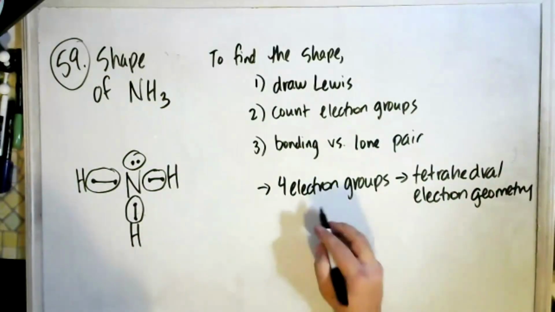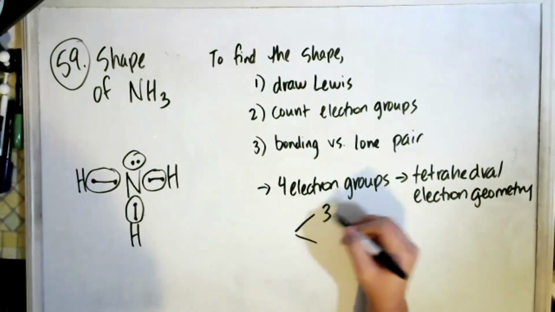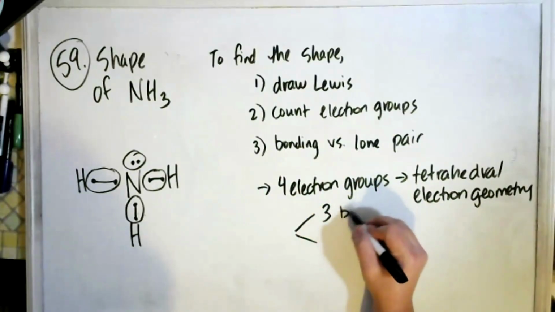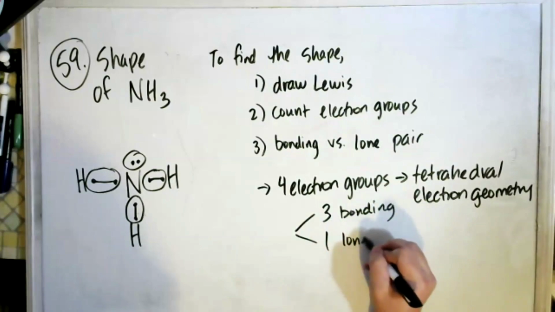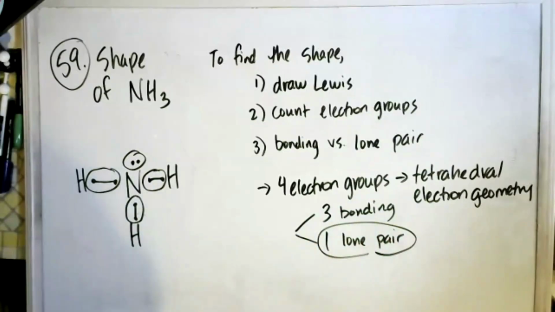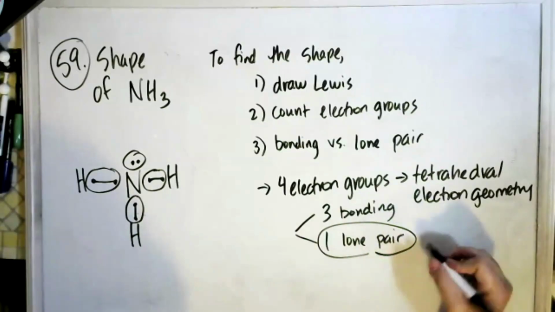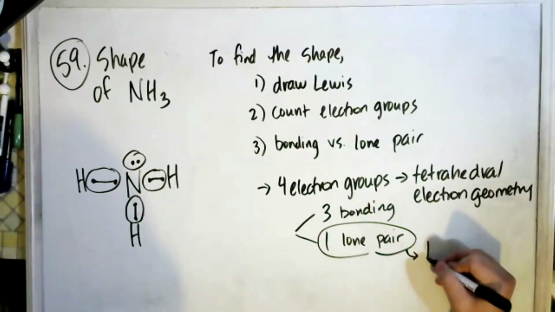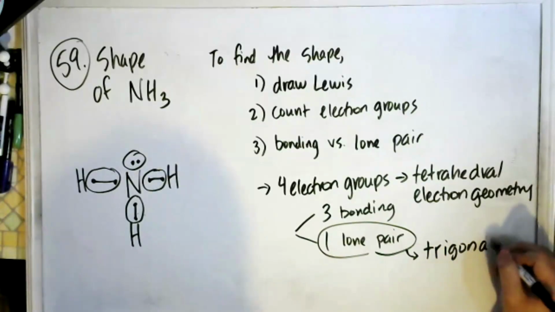All right, and now when we take our electron groups and we divide them between bonding and lone pairs, in this case, we have 3 bonding groups and we have 1 lone pair. Okay, and that 1 lone pair changes the shape. It's not tetrahedral shaped anymore. That 1 lone pair is going to make the shape trigonal pyramid.